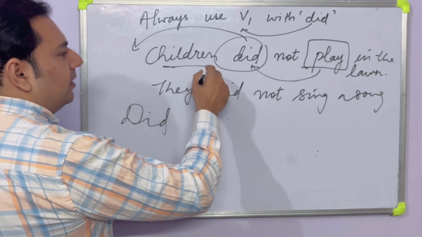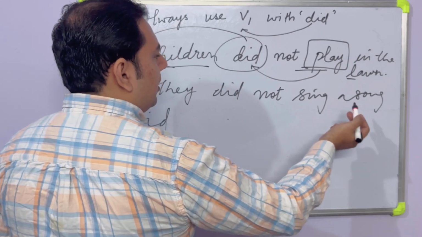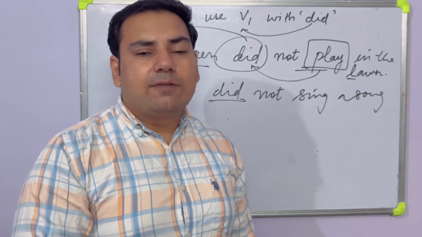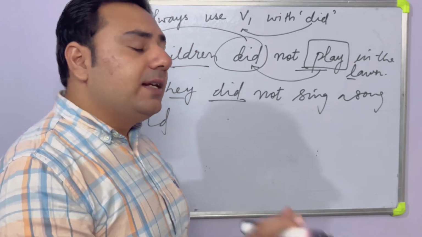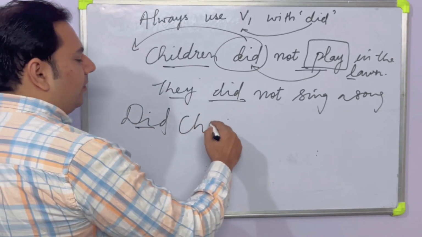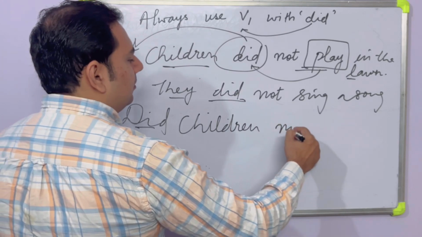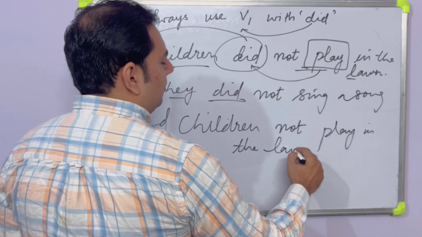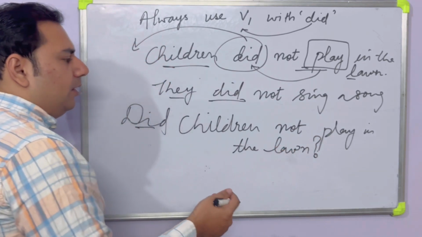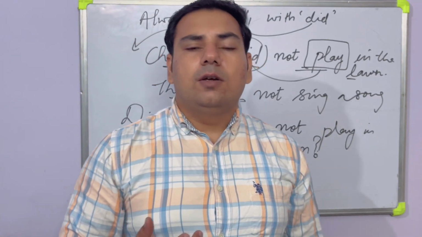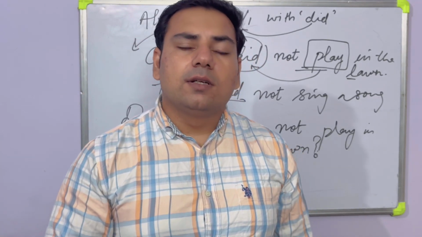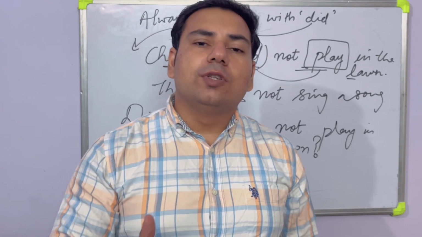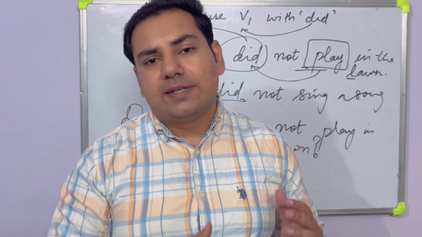Did children play in the lawn? Did they sing a song? So in the same way, that will be created an interrogative one, and in the same way negative interrogative as well. Did children not play in the lawn? Did he not run in the marathon? Did she not study in the classroom? So this is how you can make negative interrogative sentences easily.